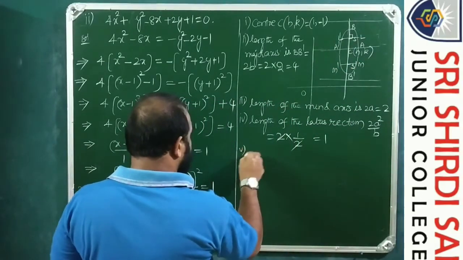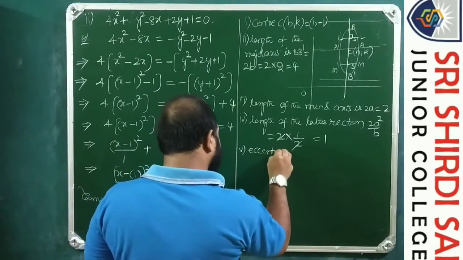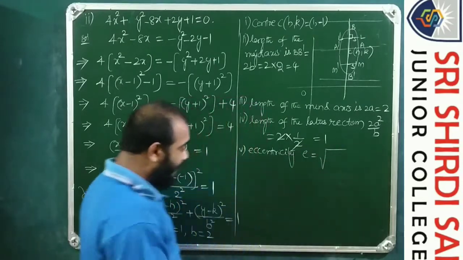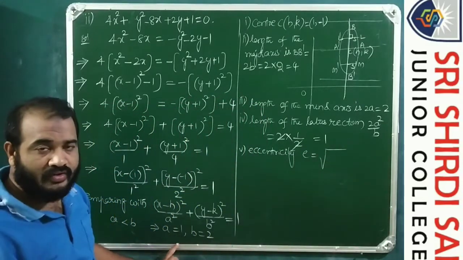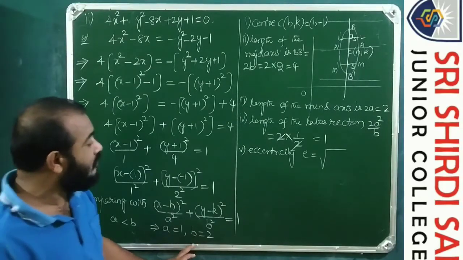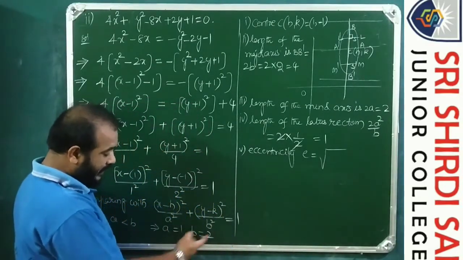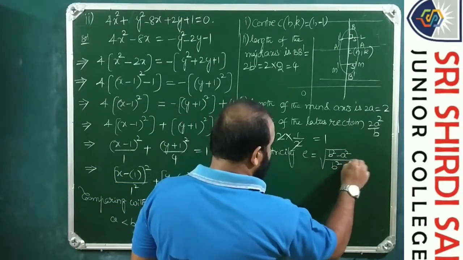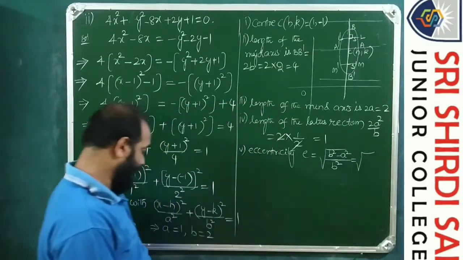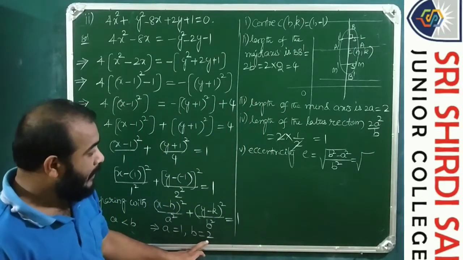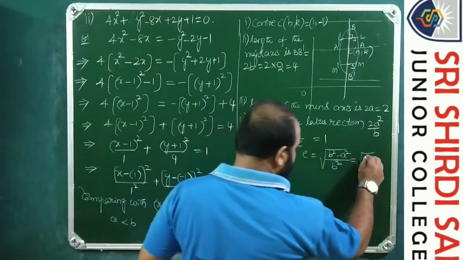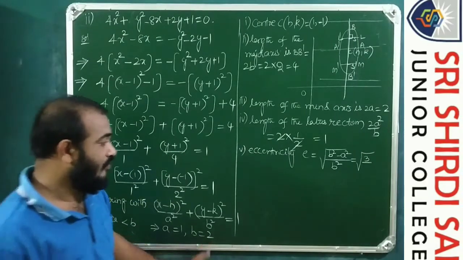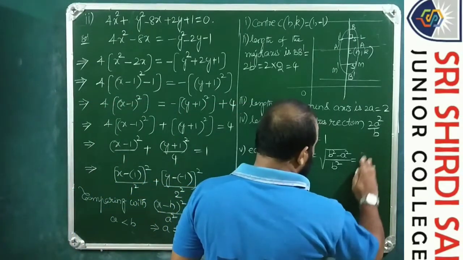And eccentricity e is equals to, here bigger square minus smaller square by bigger square. Bigger square is b, so b square minus a square by b square. So this is equals to b square 4 minus 1, so 3 by b square is 2 square 4. So this is equals to root 3 by 2.